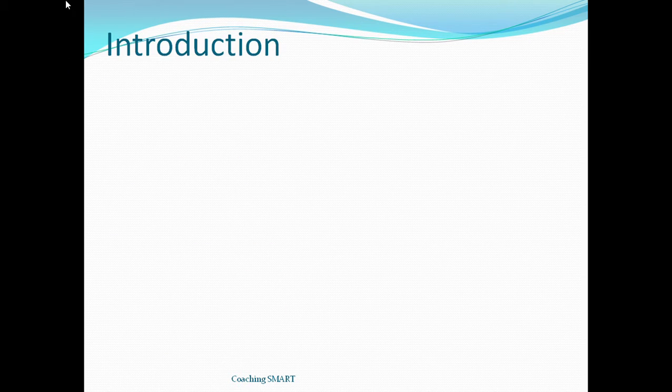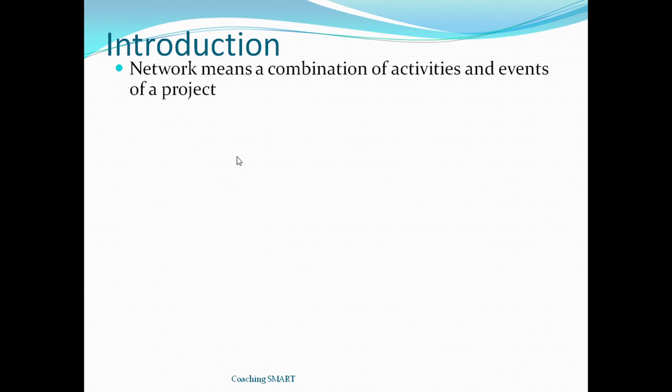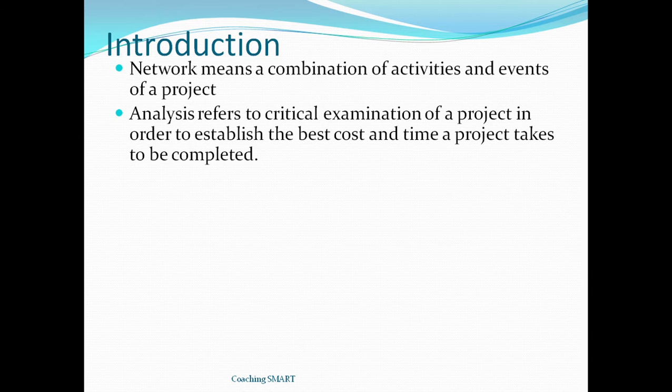Introduction. In our introduction, we are actually discussing what is network analysis. So network is a composition of two terms. One, network, meaning combination of activities and events of a project. Analysis refers to the critical examination of projects in order to establish the best cost and time a project takes to be completed. So when you talk about analysis, we are actually analyzing the best cost and time that is required for a project to be completed.